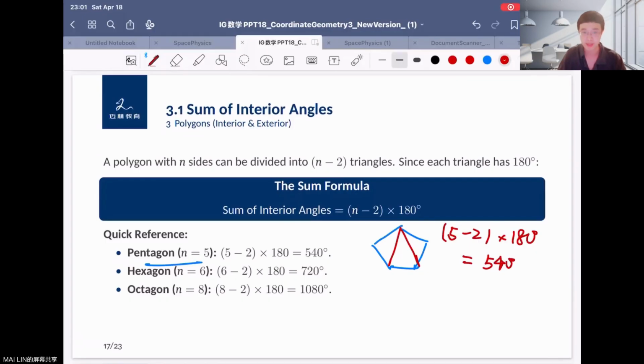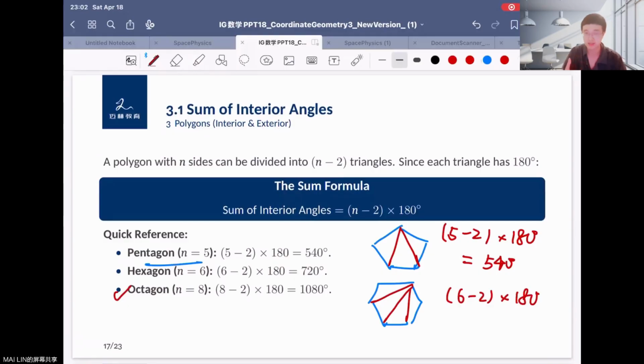That is for the pentagon. And for the hexagon, we know we have six sides. So you can also draw three diagonal lines, like here. So hexagon can be divided into four triangles, and in each triangle, the total interior angle equals 180 degrees, right? That is 6 minus 2 times 180 degrees, okay?